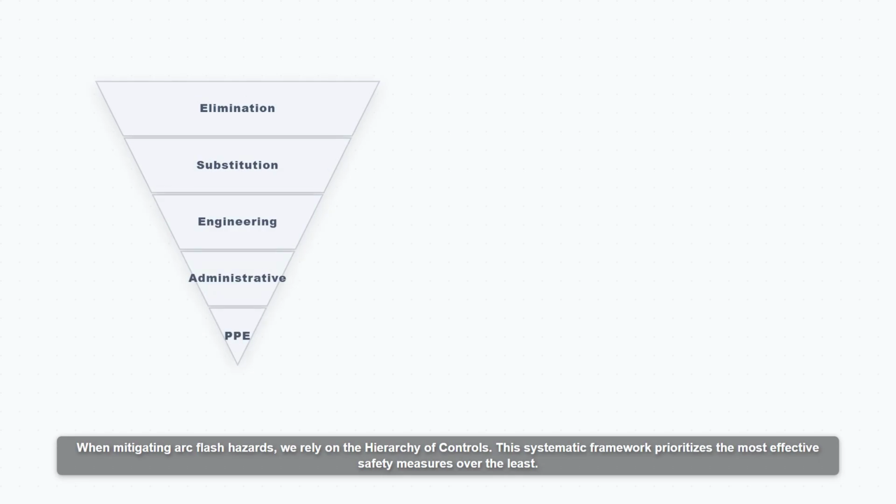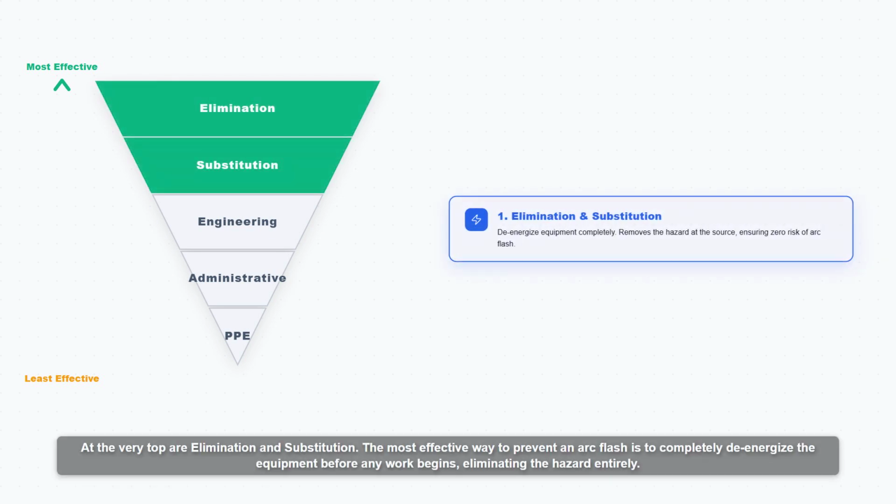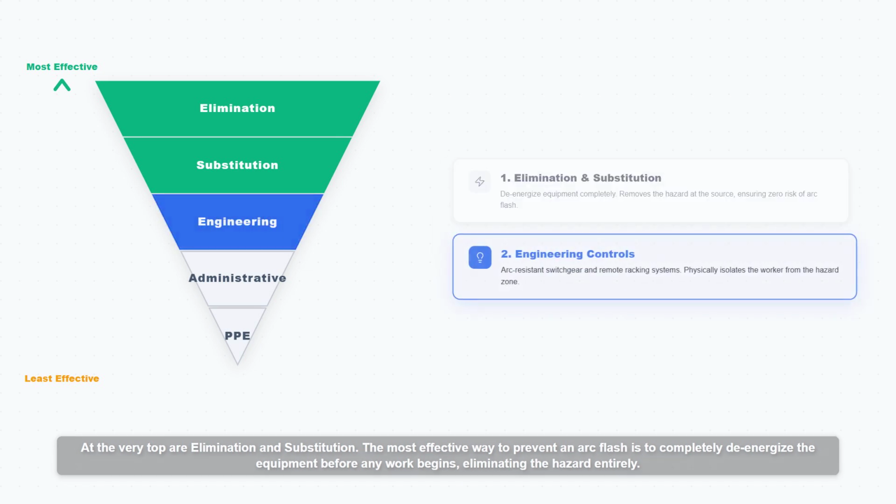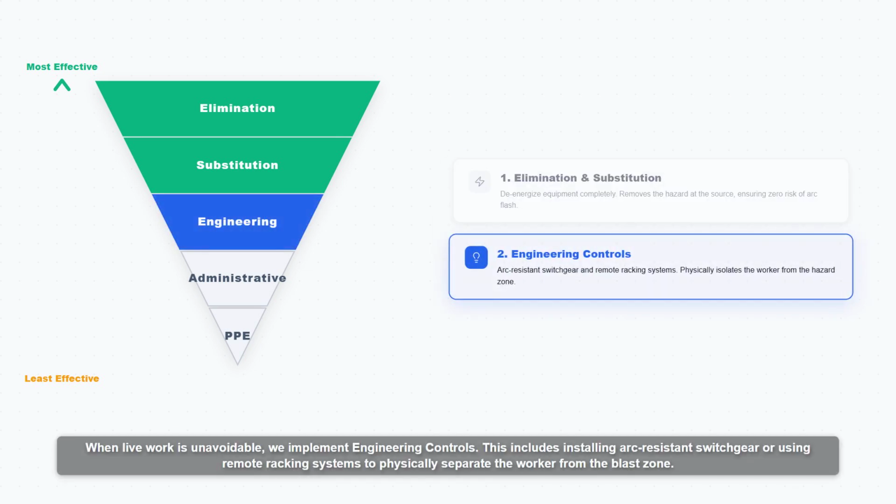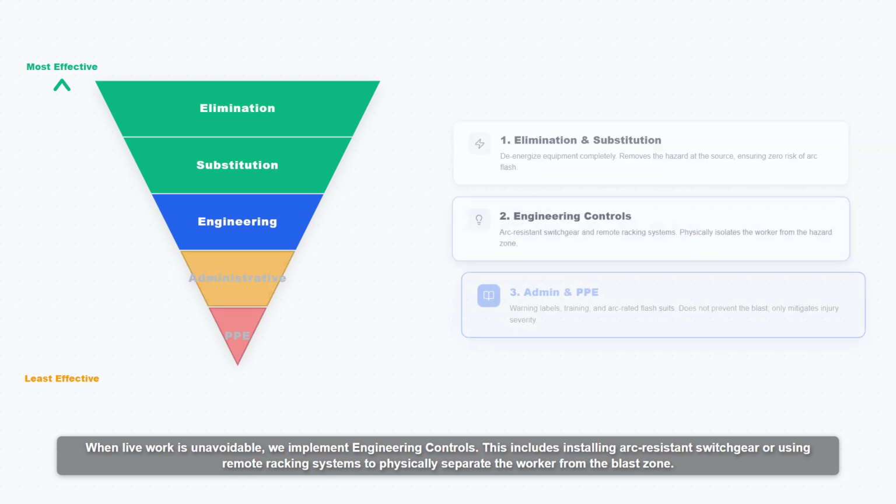When mitigating arc flash hazards, we rely on the hierarchy of controls. This systematic framework prioritizes the most effective safety measures over the least. At the very top are elimination and substitution. The most effective way to prevent an arc flash is to completely de-energize the equipment before any work begins, eliminating the hazard entirely. When live work is unavoidable, we implement engineering controls. This includes installing arc-resistant switchgear or using remote racking systems to physically separate the worker from the blast zone.